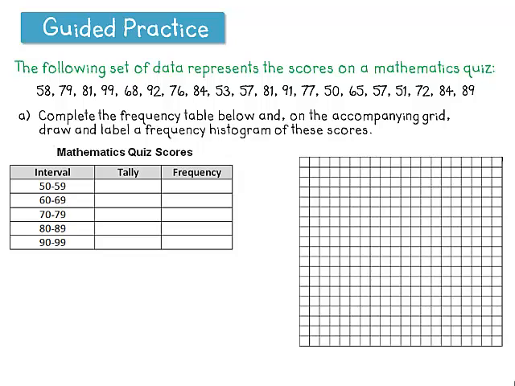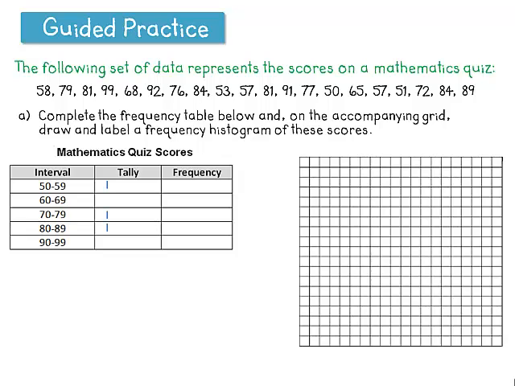So looking at the table, I see I'm given 5 intervals, 50 to 59, all the way up to 90 to 99. So I need to go through my list of quiz scores and mark a tally mark every time I see a new score. The first score I see is 58. So that's going to go in my 50 to 59 interval, so I'll put a tally mark there. 79 goes from 70 to 79.